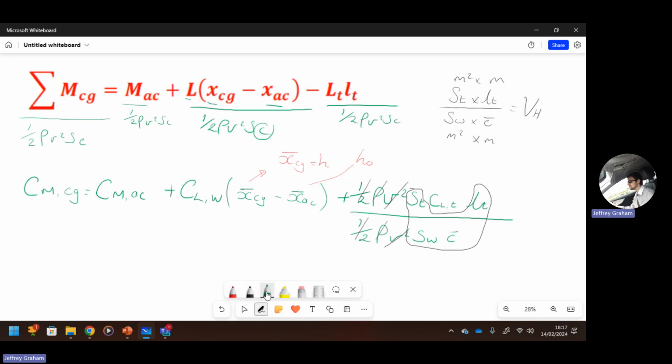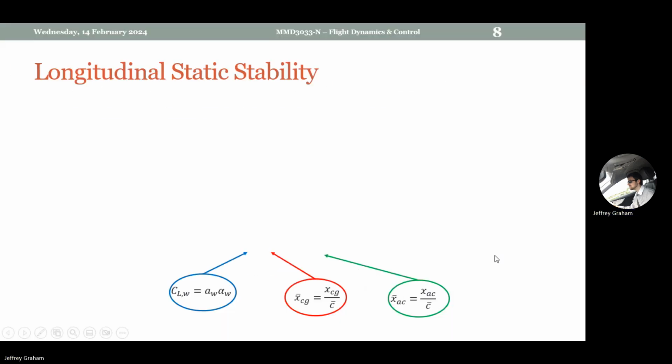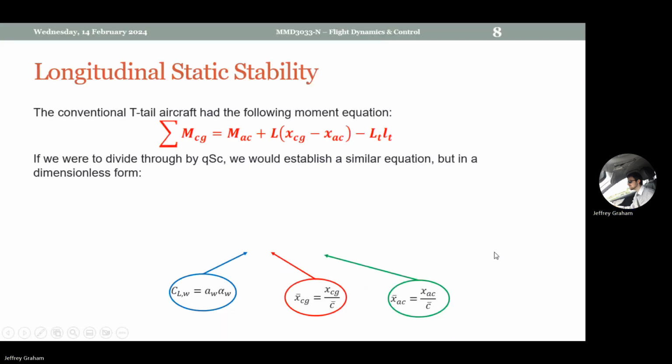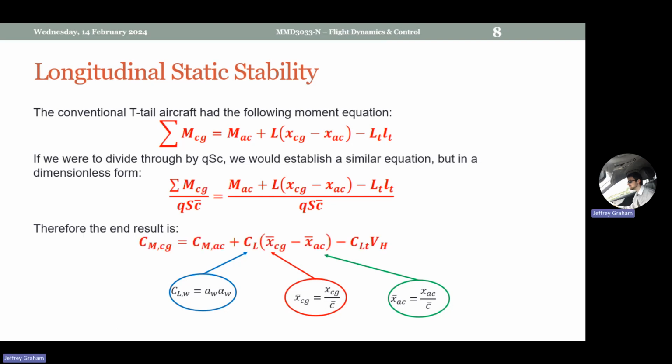Right. Now, our final equation, if we jump back into our slides, is written like that. Right, so the pitching moment about the center of gravity is the moment about the aerodynamic center, the coefficient of lift of the wing, multiplied by its distances in terms of the chord length, minus the tail section and the tail volume.